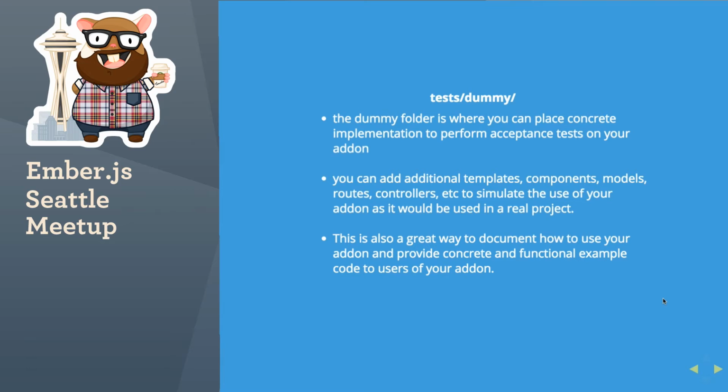I also think this is a great way to just document how your add-on works, especially if you've got some tricky or peculiar use case. Someone can just poke at the dummy app and go, oh, I see, they do this, this, and this, and that gives me something. When you launch the add-on, run Ember serve, it will launch the dummy app, and that is your app that you're serving up. It's just like your project.